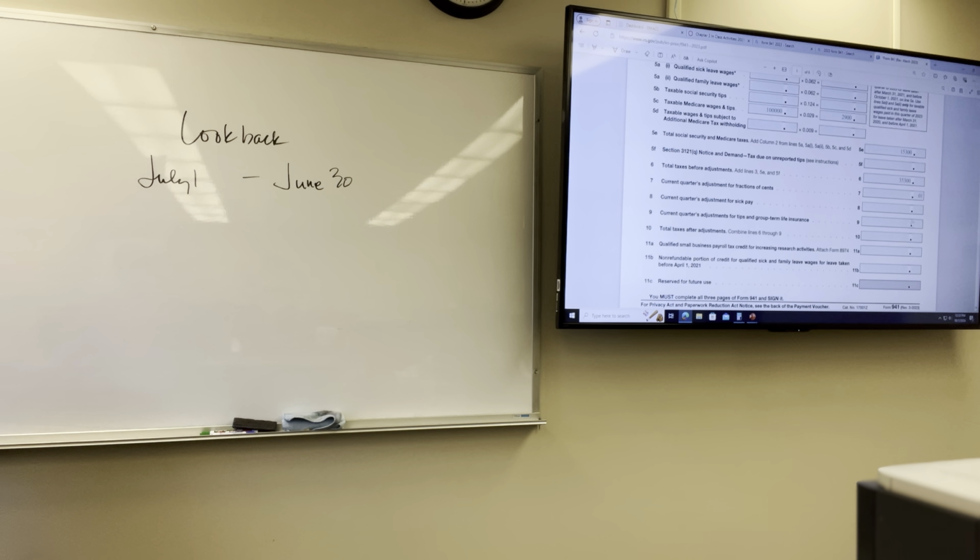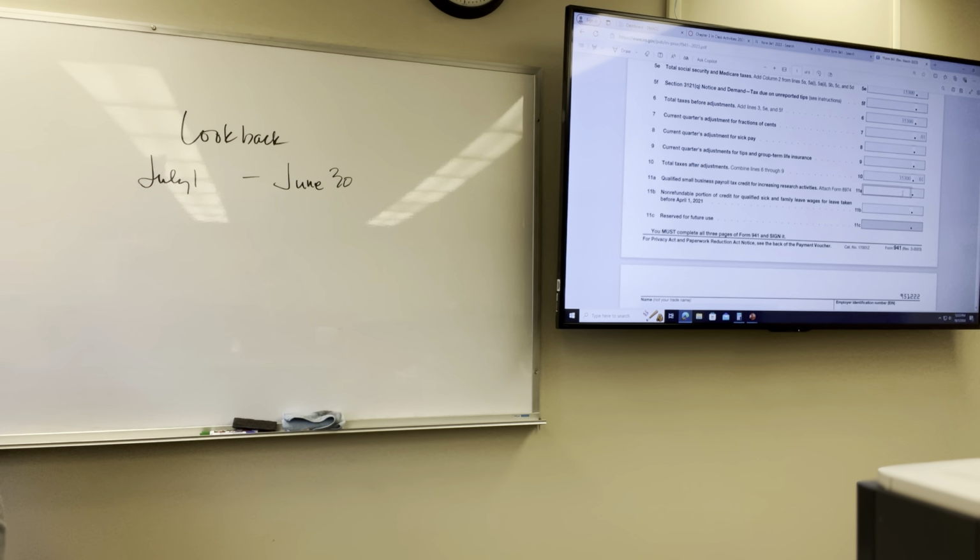I don't need the decimal, I guess, but so that when we get down, there's no adjustment for sick pay, no adjustment for life insurance. Total taxes after adjustments. Combine line 6 through 9. All right, 300. Now we owe 35,301 and a penny. Matches what we paid.